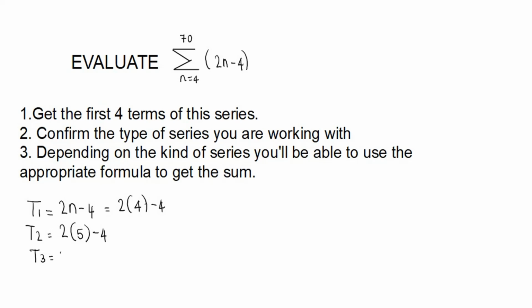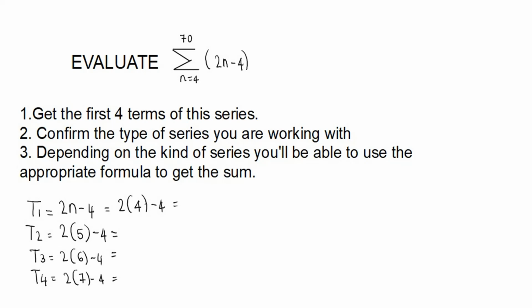And I get the third term. So it's going to be 2 times, what's the next term after 5? It's 6, minus 4. And we're going to get the last term, which is T4, which is 2 times the next term after 6, which is 7, minus 4. And I punch all these values into our calculator and get what term 1, term 2, term 3, and term 4 are.